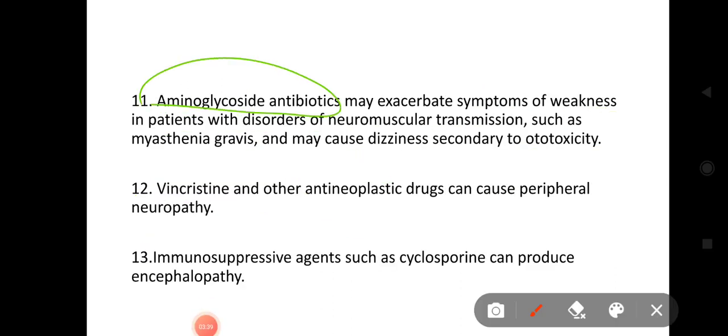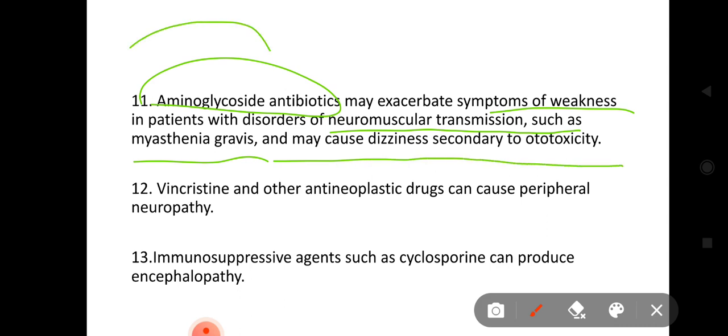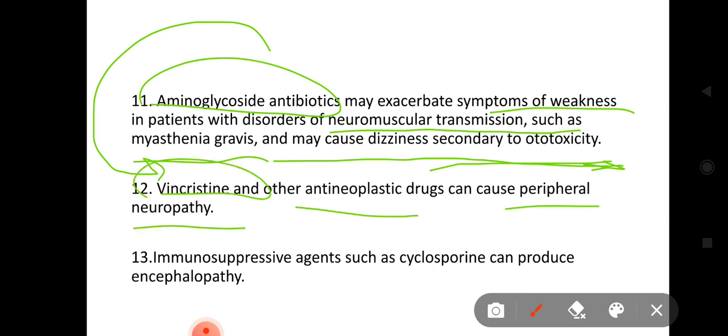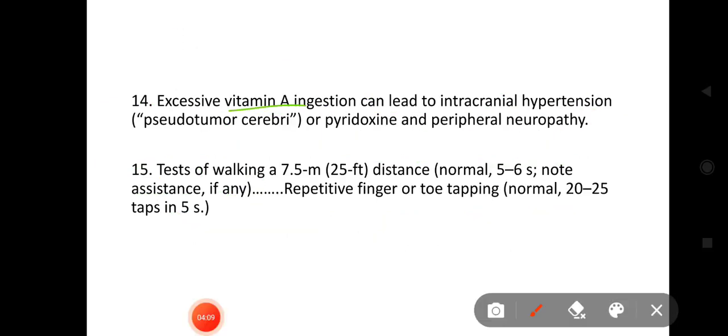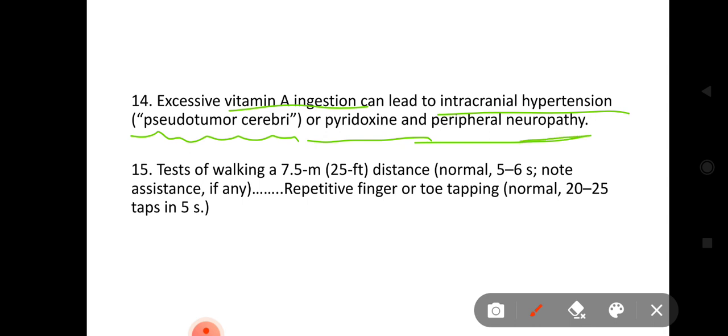Aminoglycoside antibiotics may exacerbate symptoms of weakness in patients with disorders of neuromuscular transmission such as myasthenia gravis, and may cause dizziness secondary to ototoxicity. So aminoglycosides are not given in patients with myasthenia gravis, and they may also cause ototoxicity. Vincristine and other antineoplastic drugs can cause peripheral neuropathy. Immunosuppressive agents such as cyclosporin can produce encephalopathy. Excess vitamin A ingestion can lead to intracranial hypertension, that is pseudotumor cerebri. Excess pyridoxine can also lead to peripheral neuropathy.